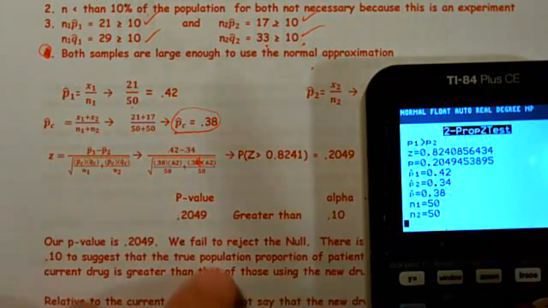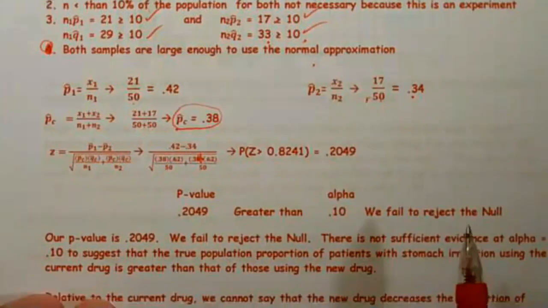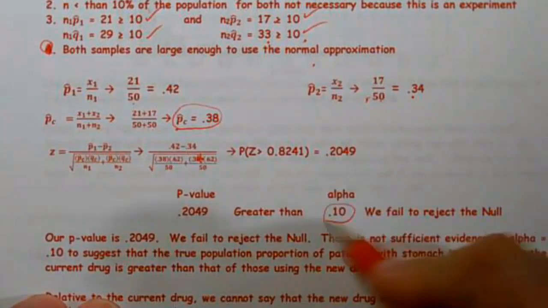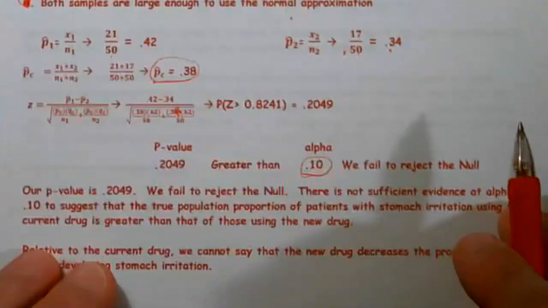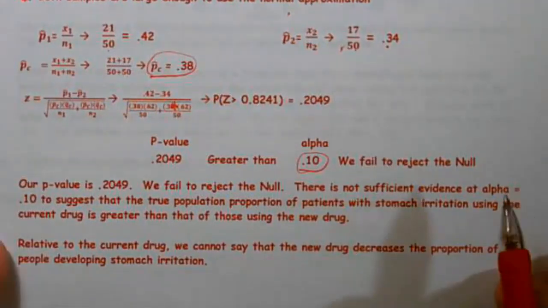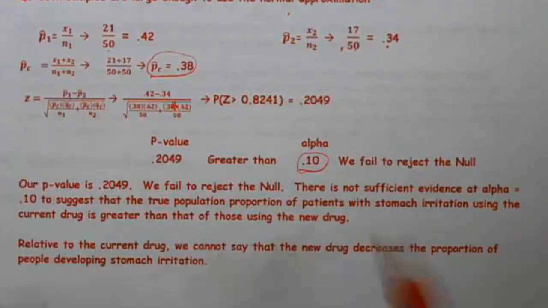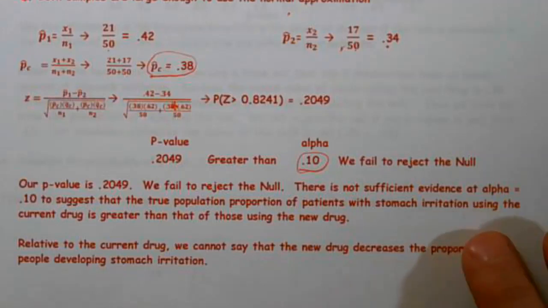And with a p-value like that, when we compare it to the alpha of 10%, which they gave us, we're going to fail to reject the null. So then we always have to state our conclusion. We don't get to make this choice. We have to always do this. Our p-value is 0.2049. We fail to reject the null. There's not sufficient evidence at alpha equal 0.10 to suggest that the true population proportion with stomach irritation using the current drug is greater than those using the new drug.